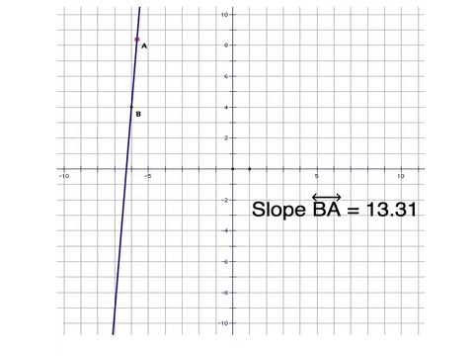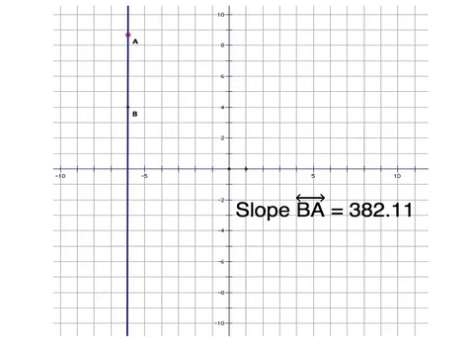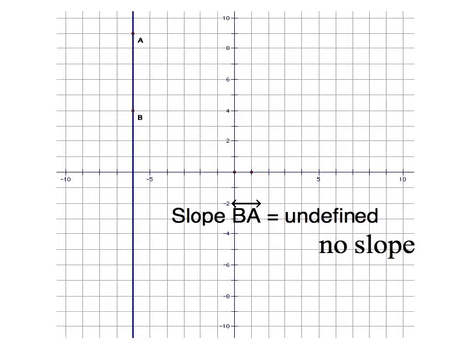And this is rounded, and I'm not sure what it's rounded from, but it's just a little more than 13. And now this line looks pretty much vertical, but it's not quite, and it has a slope just over 56. This line looks vertical to me, but Sketchpad says it's not quite vertical, and it has a slope of about 382. And according to Sketchpad, this is a vertical line. Sketchpad says the slope is undefined. I like to say it has no slope.